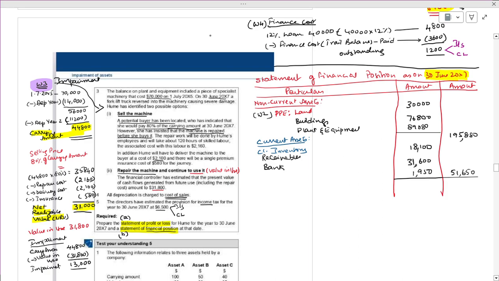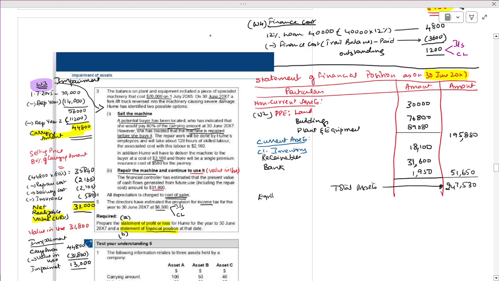Plus 190, 195, 880. 247,530. 247,530. This is the total assets. Okay. Next.